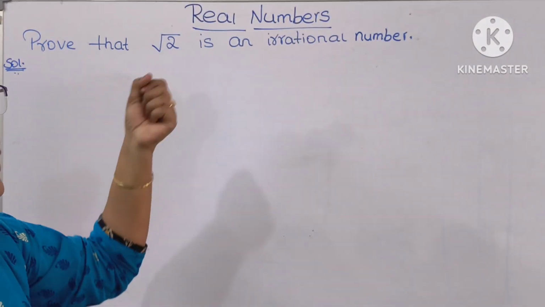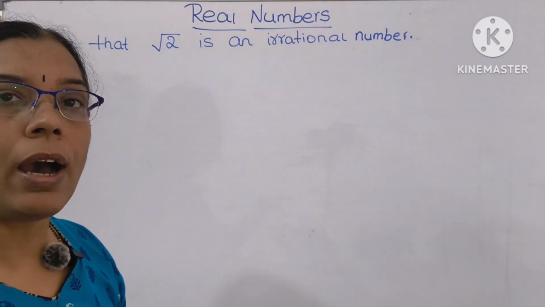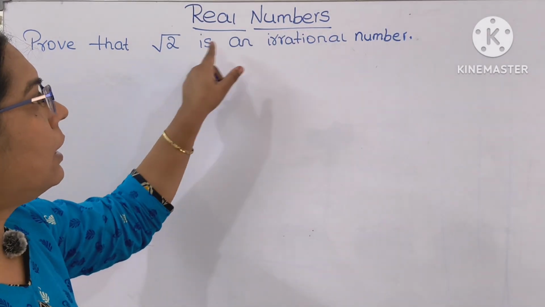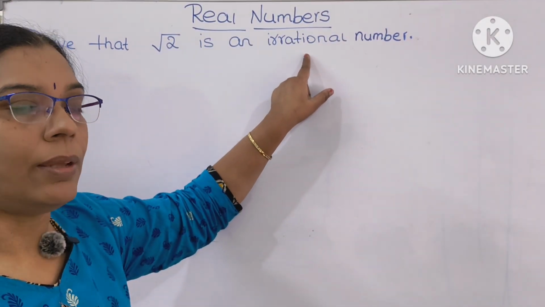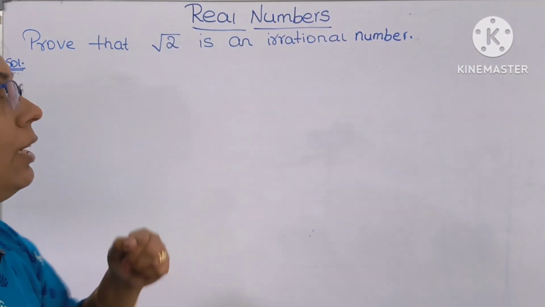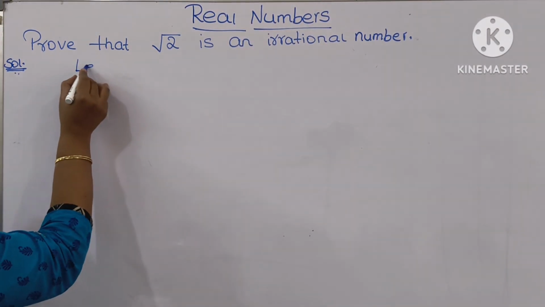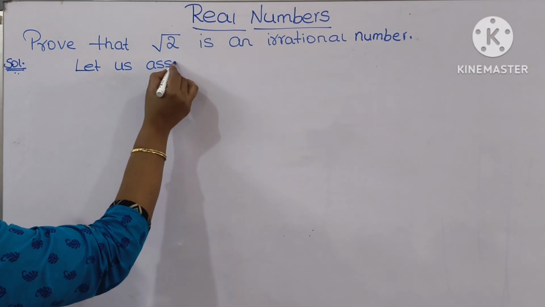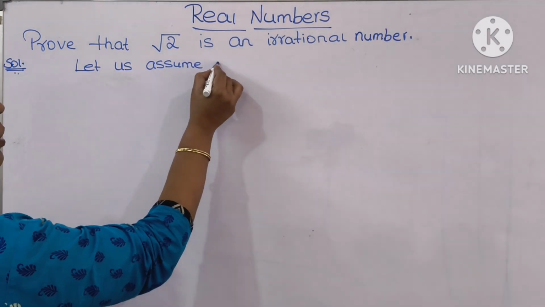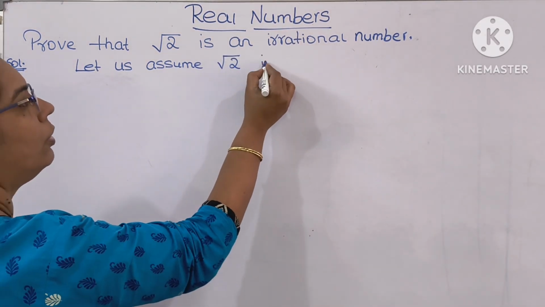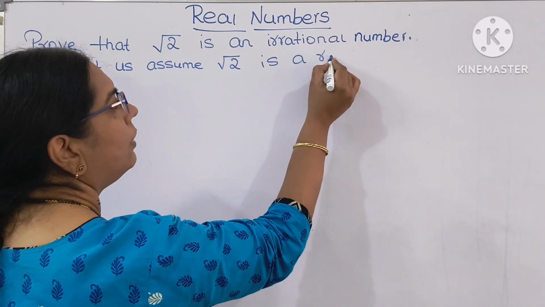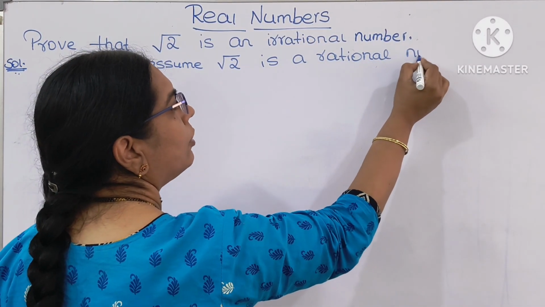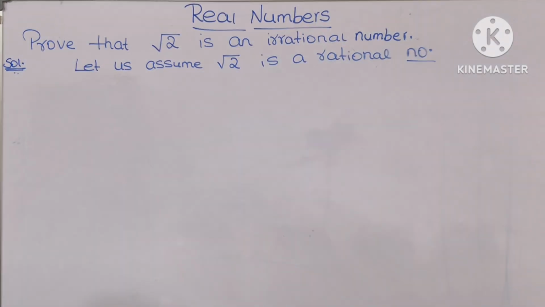Now, whenever we come across such sums, what we have to do? We have to argue in the contrary. What do you mean by argue in the contrary? They are asking us to prove that it is an irrational number. We say it is a rational number. So, the first sentence has to be, let us assume root 2 is a rational number. We have to assume the root is a rational number.